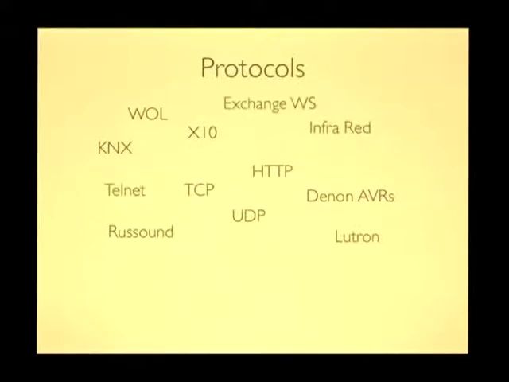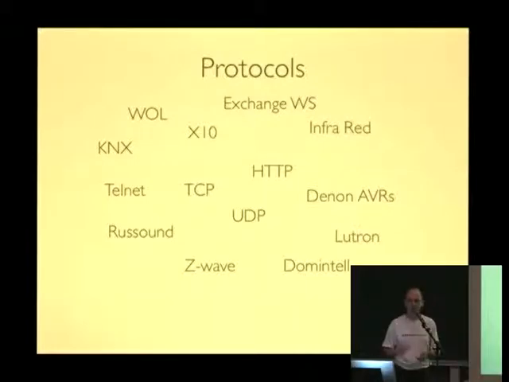As far as protocols go, we already are covering quite a bit of those. So the main names in the automation industry like KNX, Lutron, X10, we have Z-Wave. We also have some more generic ones like plain TCP or HTTP, so that some devices, if they don't have specific protocols for them, can still be controlled.